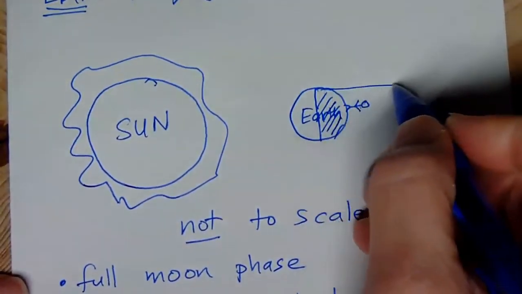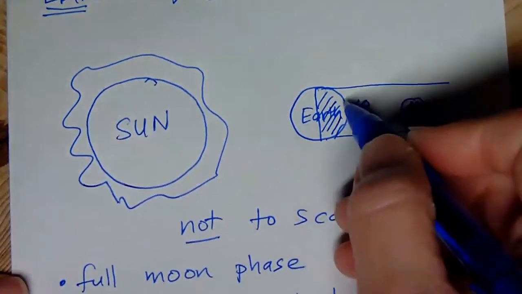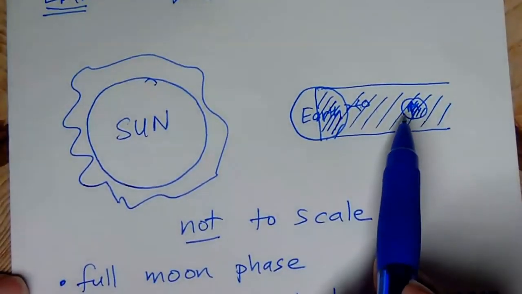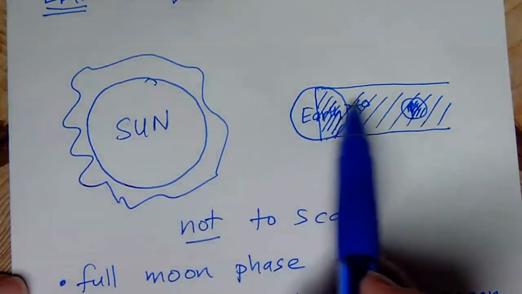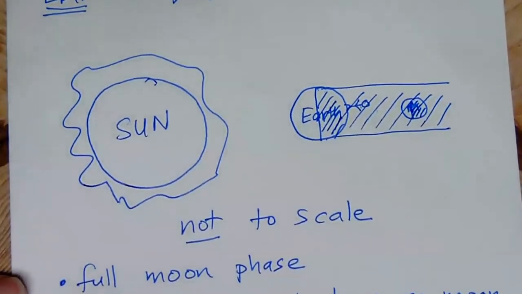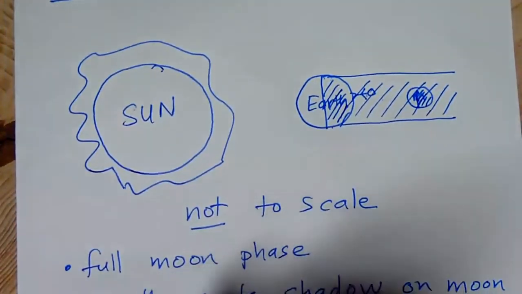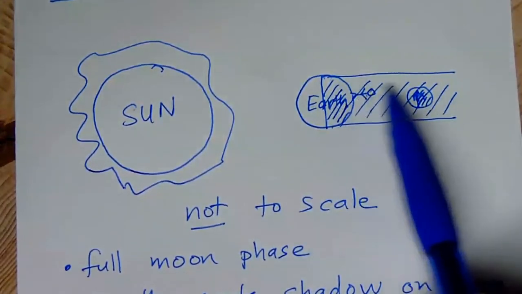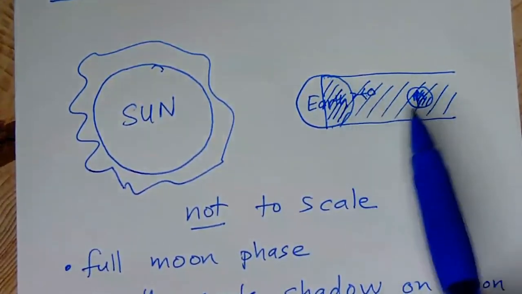So the moon gets in the shadow of the Earth. And so we should be seeing a full moon, but we don't because it's blocked by Earth's shadow. Okay, these happen more often, and they're usually more complete because the Earth's shadow is much bigger than the moon.